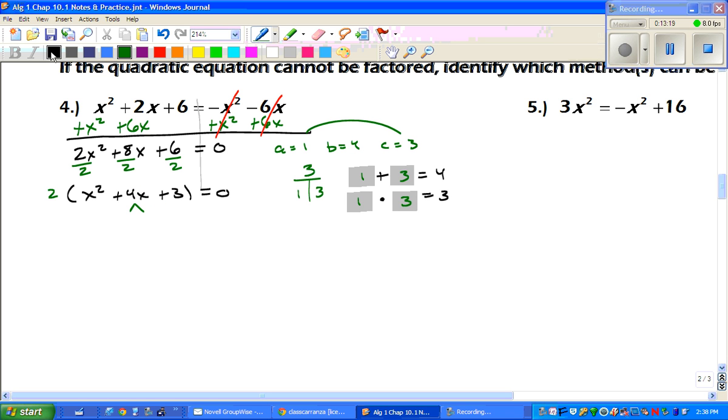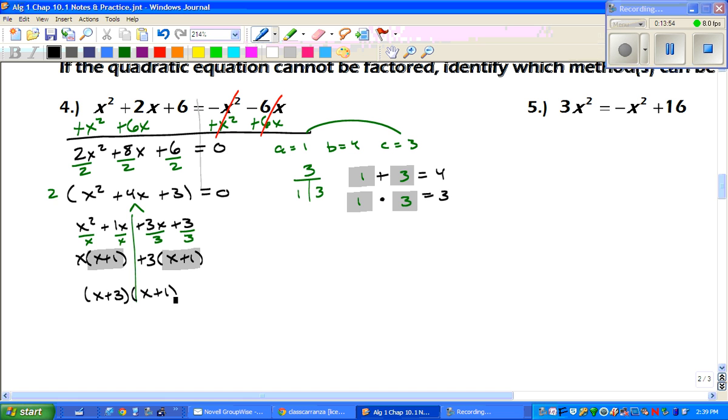So when you split the term, x squared plus 1x plus 3x plus 3, take out an x, you can take out a 3, x plus 1, we took out a 3, and we're happy because both of these guys match up. So we got x plus 3, x plus 1. I'm going to bring that 2 down to the very end.